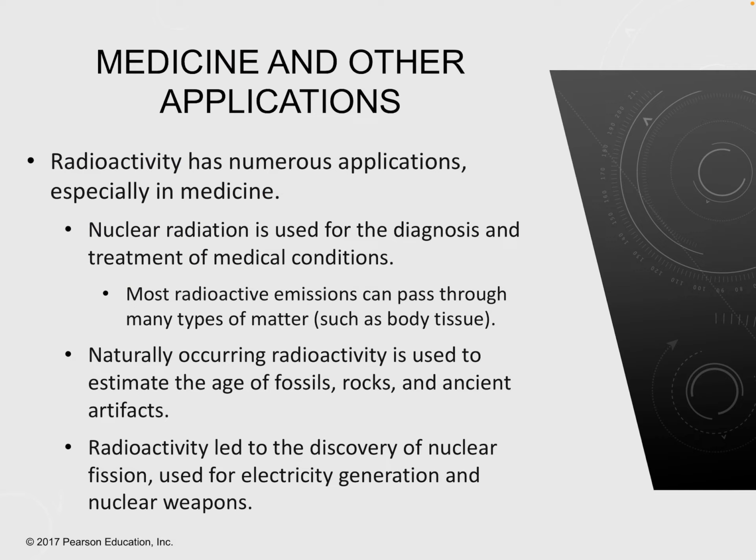Naturally occurring radioactivity is used to estimate the age of fossils or rocks or ancient artifacts. Maybe you've heard of carbon dating, right? We can actually see how old something is based on the amount of carbon-14 that's left in our sample. And then radioactivity led to the discovery of nuclear fission, which we can use for electricity, and also nuclear weapons, which I'm sure you've studied in history classes.